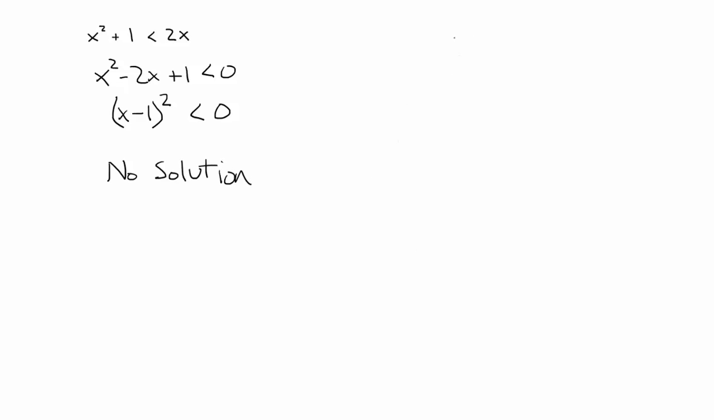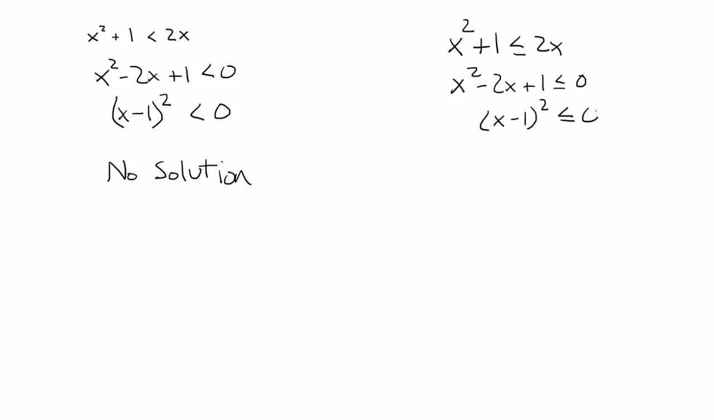Now, had they given us x squared plus 1 is less than or equal to 2x, now we wouldn't have no solution. We would just have a single answer because we would end up with x squared minus 2x plus 1 is less than or equal to 0, and then x minus 1 squared is less than or equal to 0. And because of the inequality, we would have an answer at 1 and nothing else. So here our solution would just be 1, or we could say x is equal to 1 to be a little more exact. And that's all for this video on quadratic inequalities.